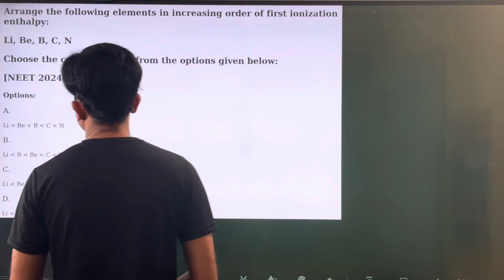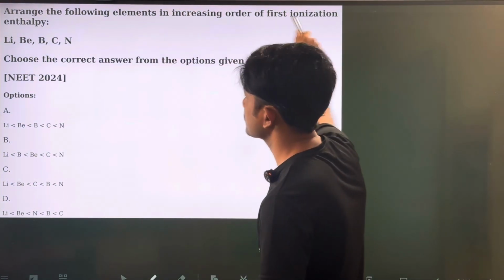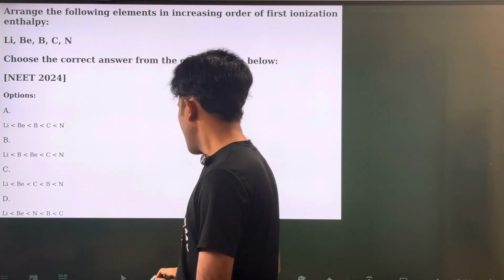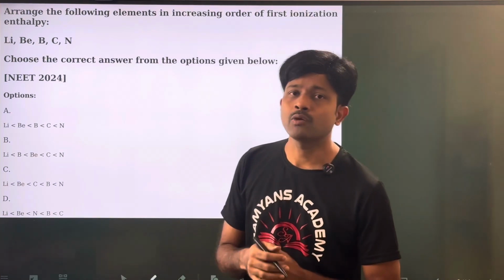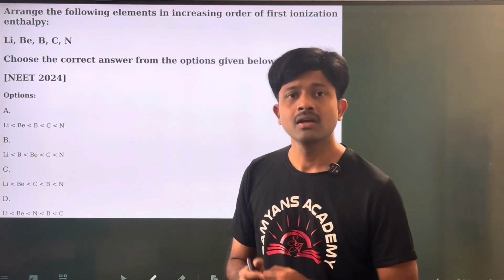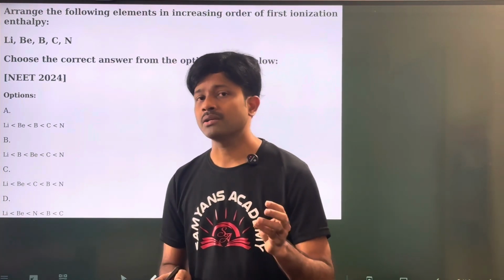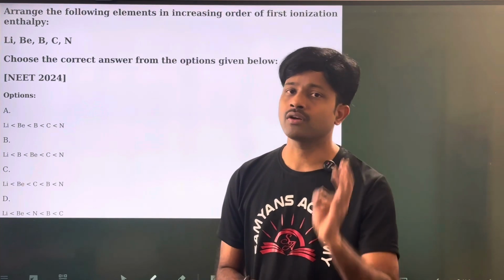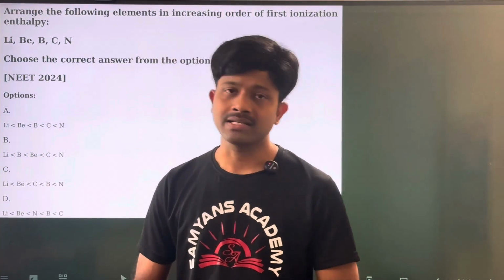This question was given in NEET 24: arrange the following elements in increasing order of first ionization enthalpy. Already you know what ionization energy is: the minimum energy required to remove an electron from the last shell of a gaseous atom is called ionization energy. Here we have some exceptions.